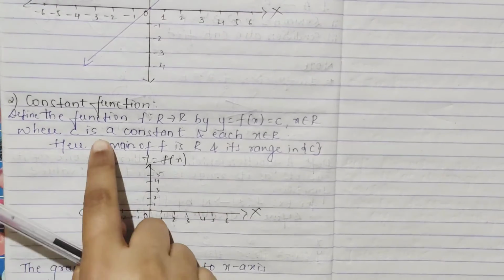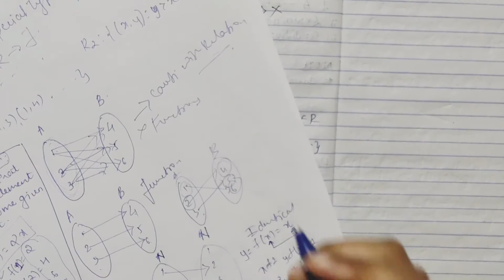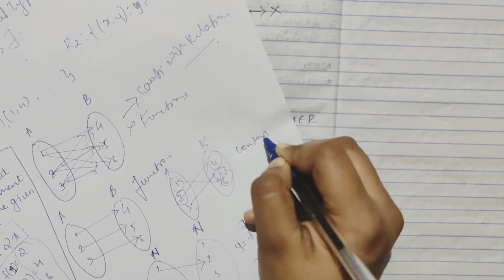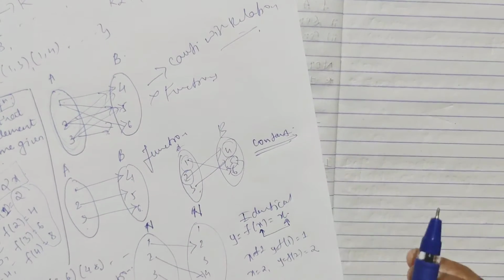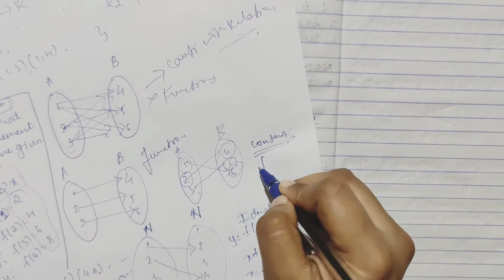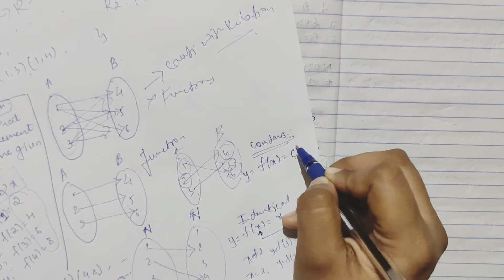Second is your constant function. Constant means what? The word constant means it is fixed. Constant means fixed. So now, suppose f of x is equal to c. They have said, okay, c I have taken as a constant.